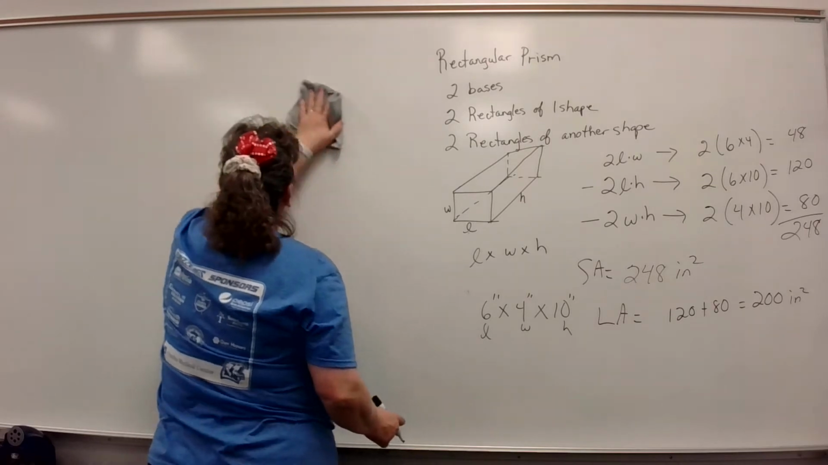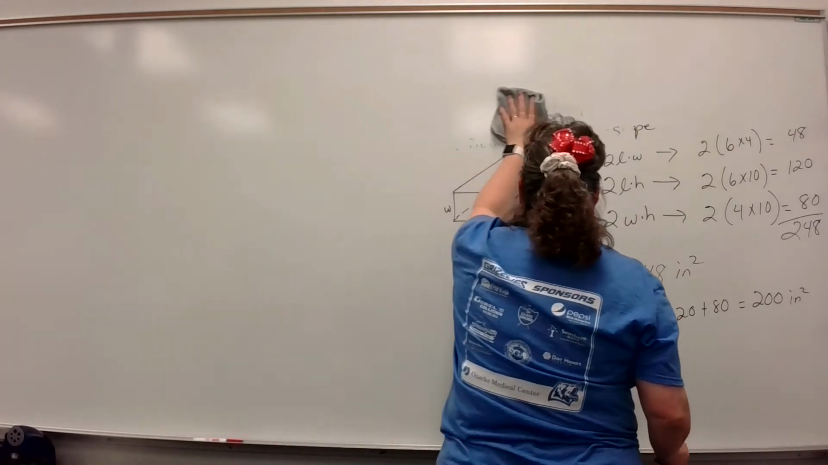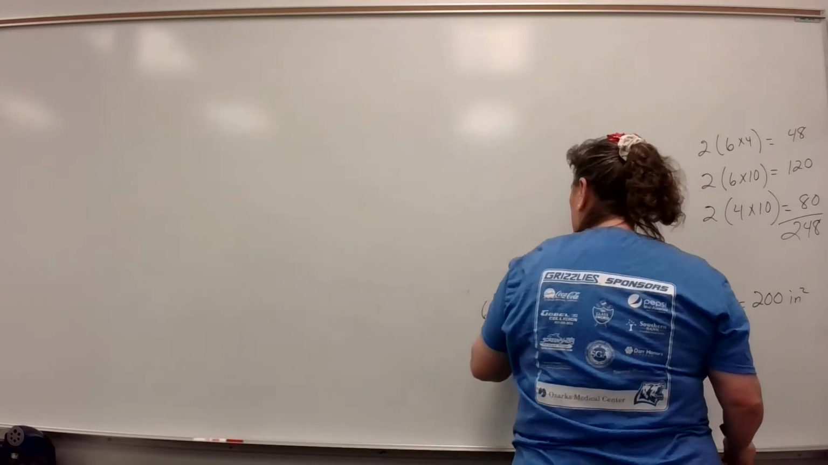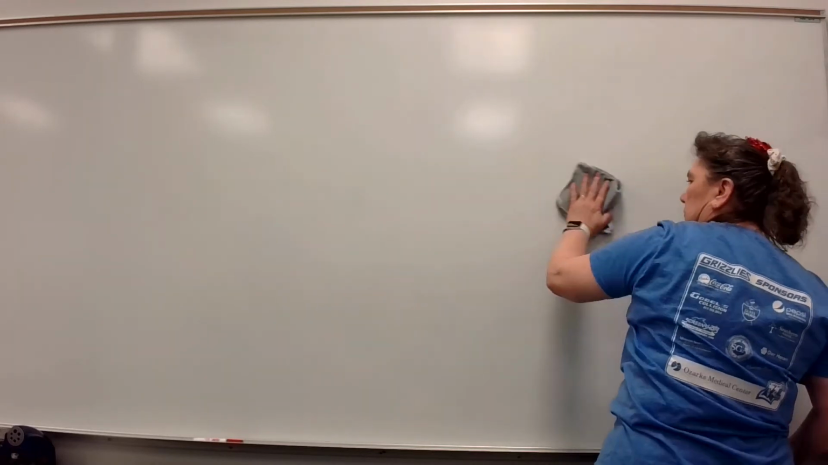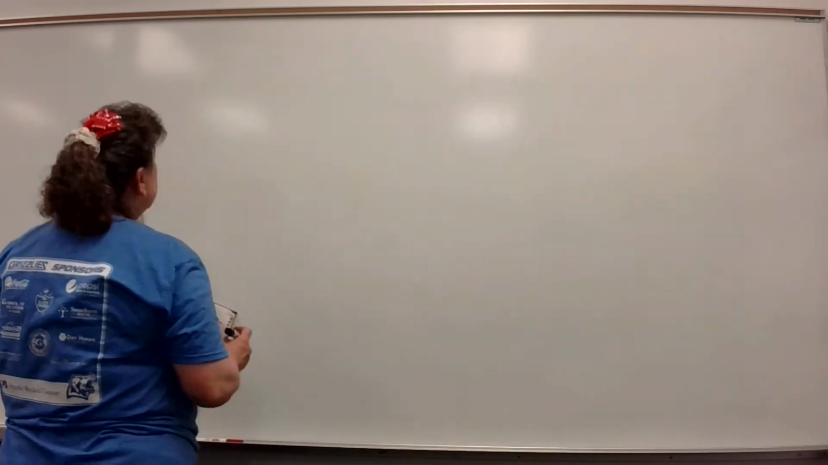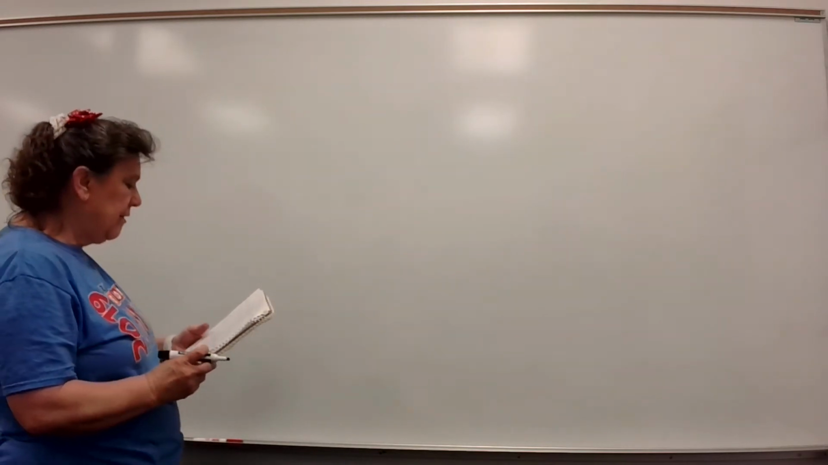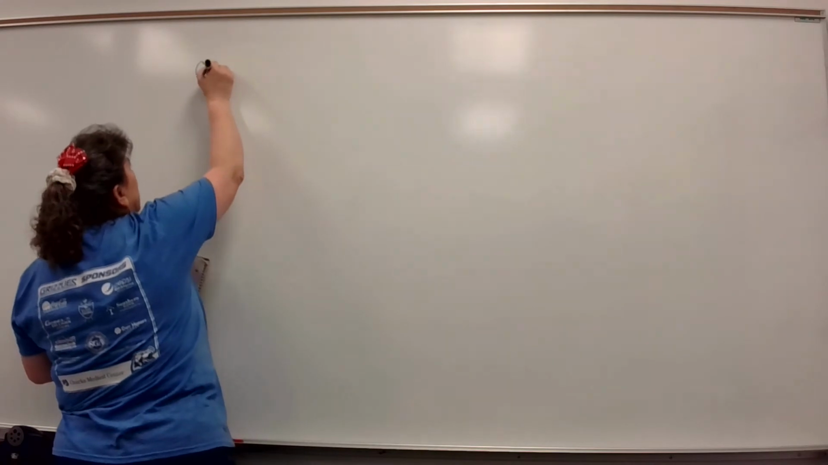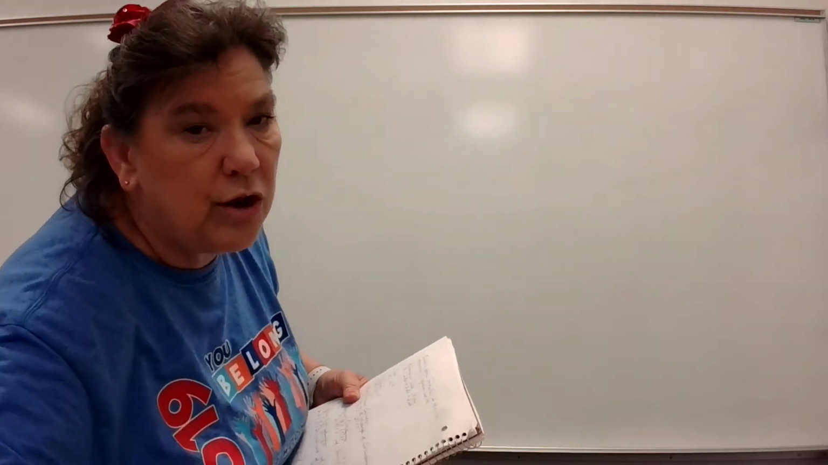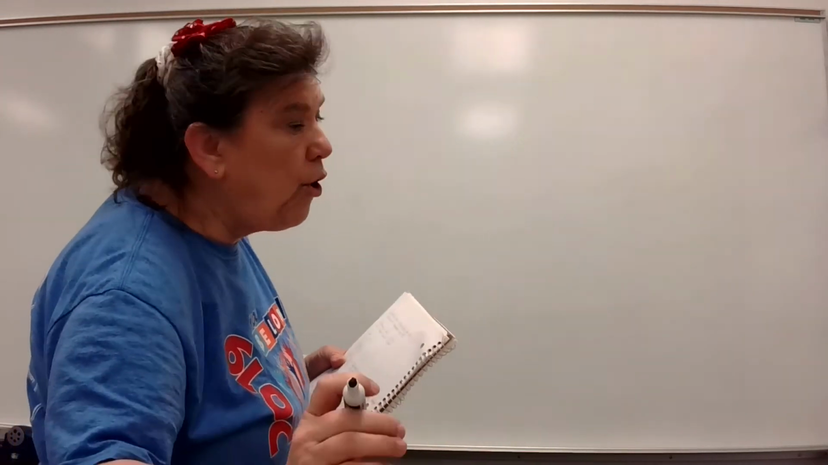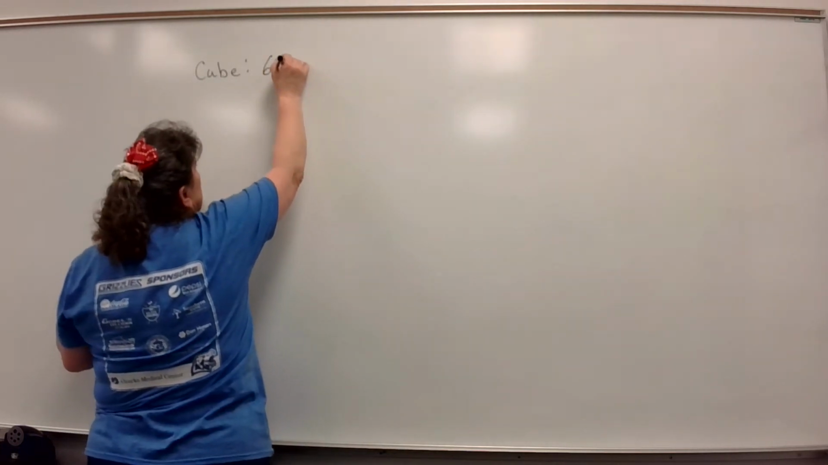Okay, let's look at another prism. Okay, we looked at doing a surface area of a rectangular solid. So now let's look at a cube. Remember, the cube has 6 surfaces, all of which are a square. And since they're all the same, this is 6s squared.